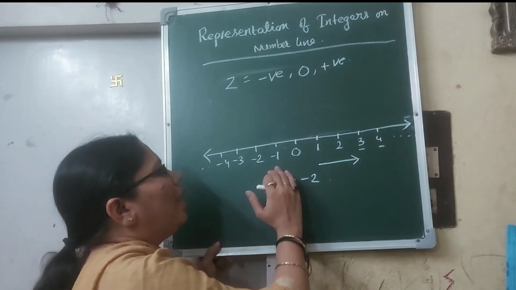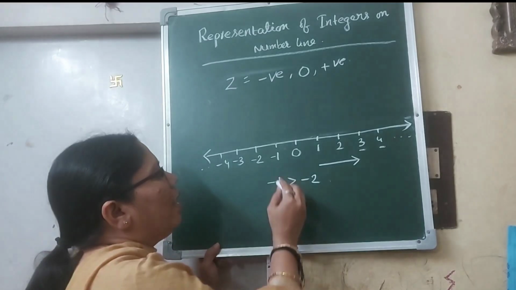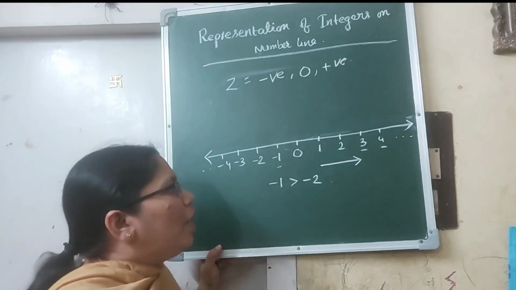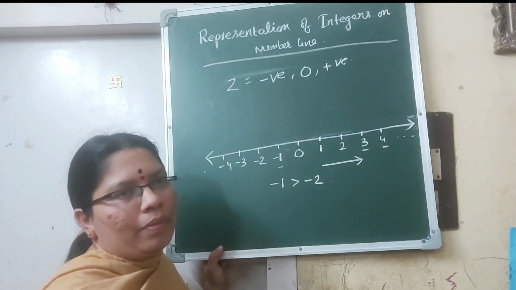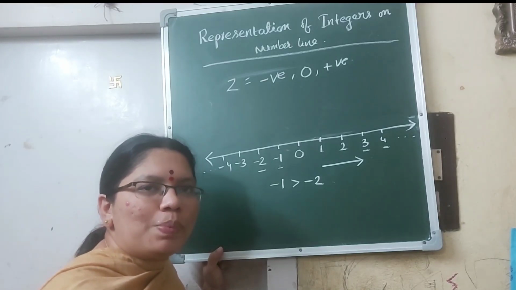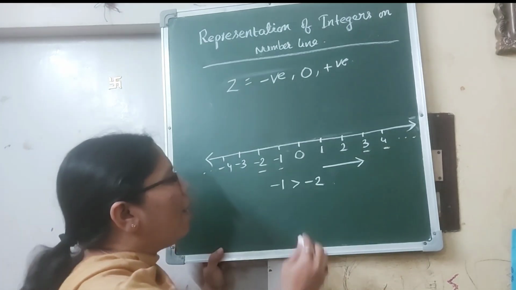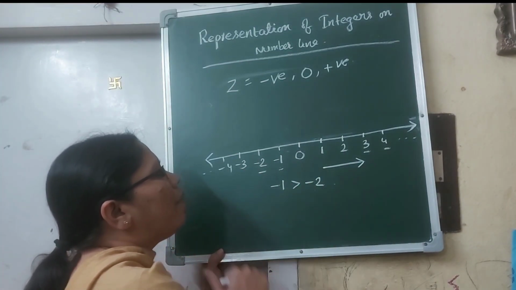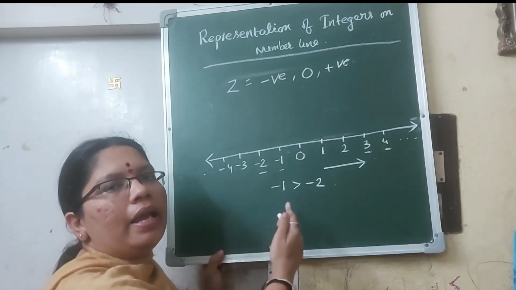Otherwise, we can say in ordinary terms, in word terms, that -1 means, for example, you have a loss of 1 rupee, and here you have a loss of 2 rupees. Which is more? Who is the richest person? The person with 1 rupee loss is the richest person. So, -1 is greater than -2. So, what have you observed on this number line? The number which is on the right hand side is more compared to the number on the left hand side.